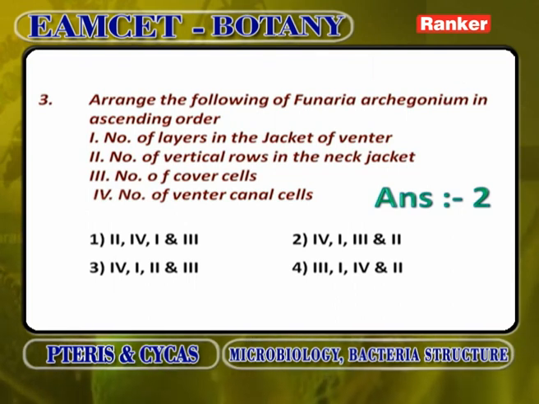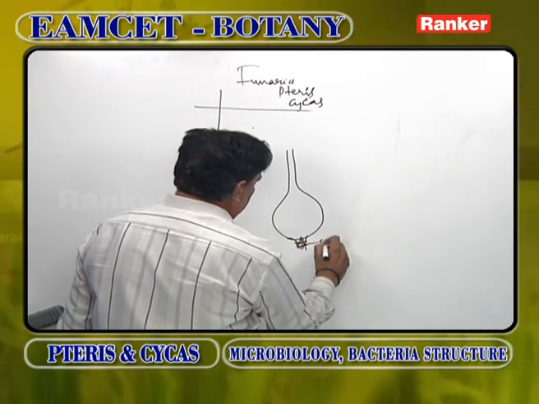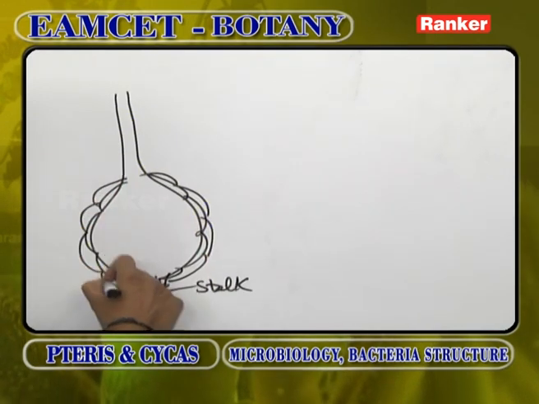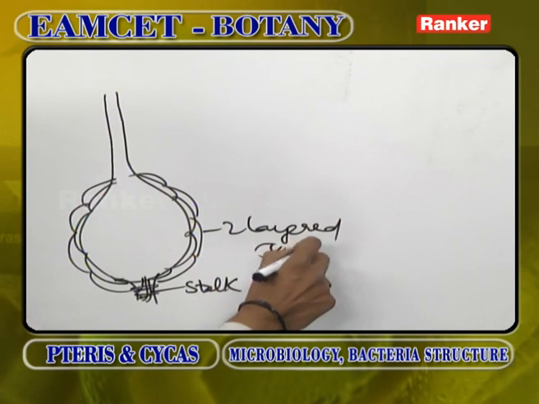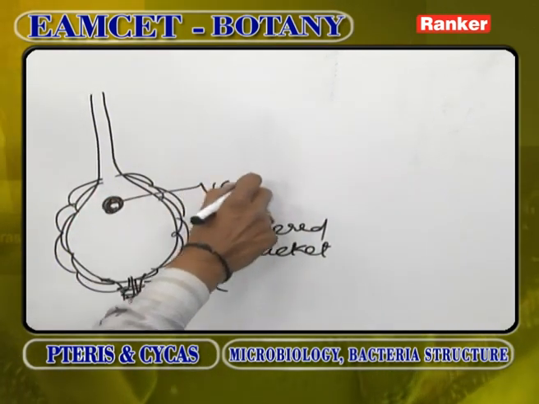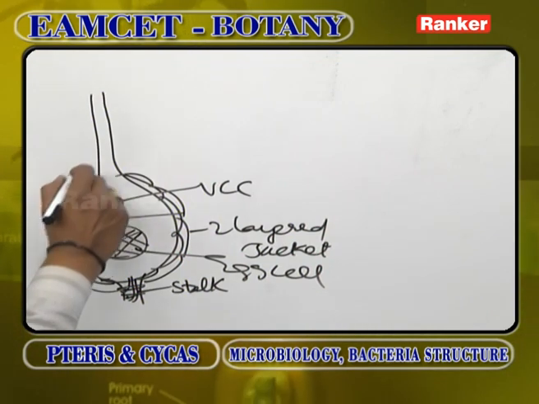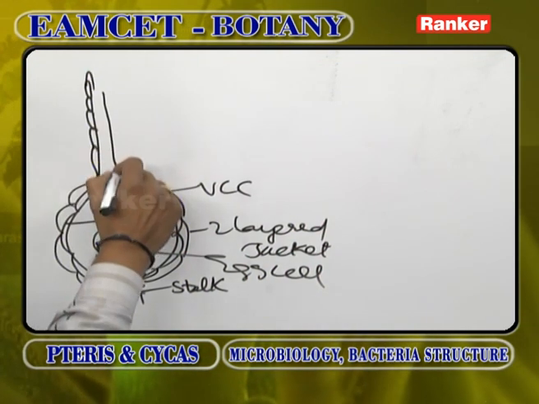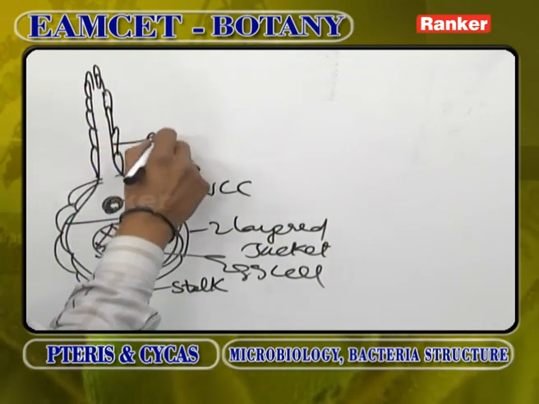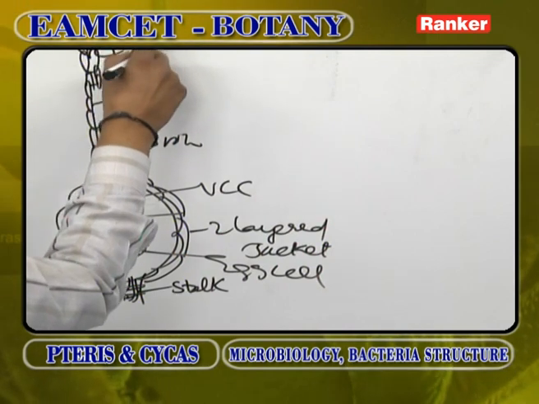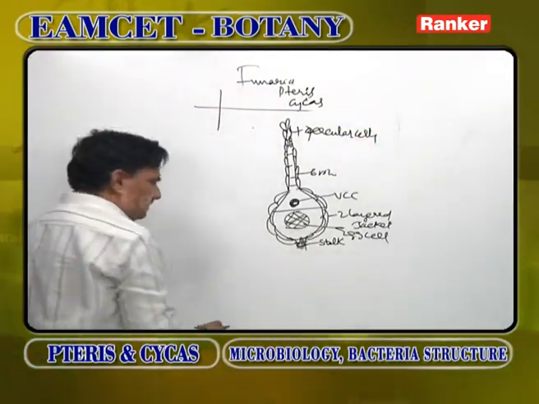In the archegonium of Funaria, the archegonium will be like this. It shows a multicellular multiseriate stalk. Venter surrounded by two-layered jacket. This venter encloses one venter canal cell and one egg cell. Neck is very short, made up of 6 rows of neck cells: 1, 2, 3, 4, 5, 6 rows of neck cells. Then 6 or more neck canal cells with 4 opercular cells. This is the structure of archegonium of Funaria.